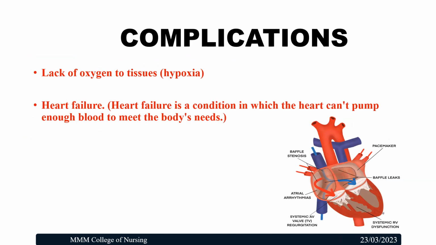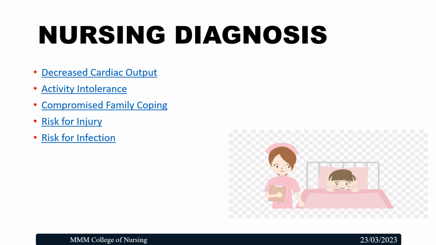Next, coming to the complications. So lack of oxygen to the tissues. Sometimes heart failure. Heart failure is a condition in which the heart cannot pump enough blood to meet the body's needs. These two are the major complications. Next, coming to the nursing diagnosis. So, decreased cardiac output, activity intolerance, compromised family coping, risk for injury, and risk for infection also.